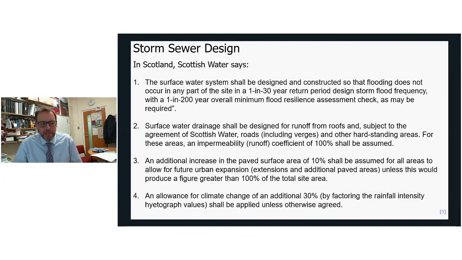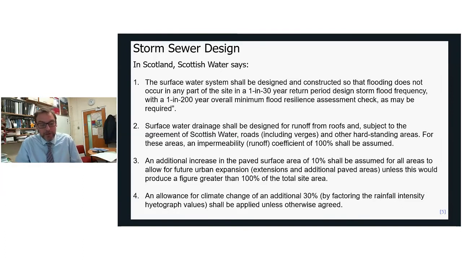An additional increase in the paved surface area of 10% shall be assumed for all areas to allow for future urban expansion. So it's talking about extensions to the property there and also additional paved areas. And this is about how, and it's not just in Scotland that it happens, people quite often will pave over their garden to provide an extra car parking space.